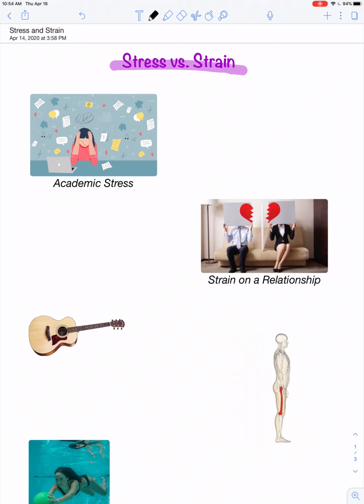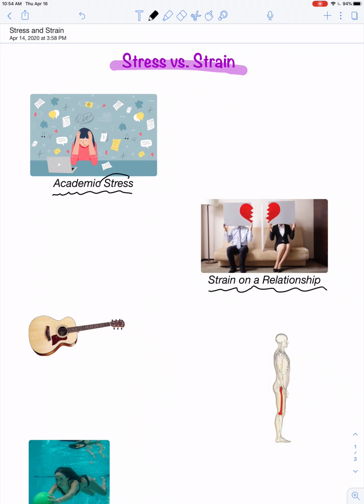Well, it's time for us to have a conversation about stress and strain. And you're all familiar with stress. You've probably had moments where you suffered from academic stress. Hopefully, this isn't one of those moments. Strain, you may have had a strained relationship at some point in your life.